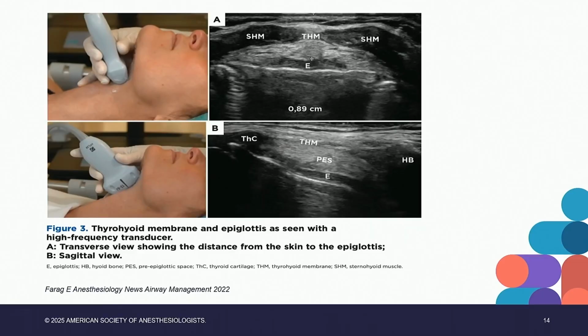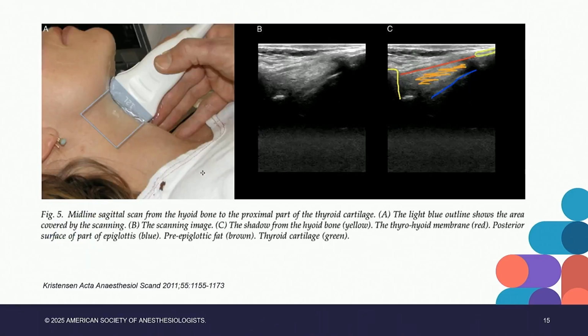Here in the long axis, you can put it in the long axis. You have the thyroid cartilage, hyoid bone, thyrohyoid membrane, epiglottic fat. It is hyperechoic, and the epiglottis. Here is another area, you can see the thyrohyoid membrane, you have here the hyoid bone, you have the thyroid, epiglottic fat, and this is the deep line beneath the epiglottis, and the epiglottis here is hypoechoic.